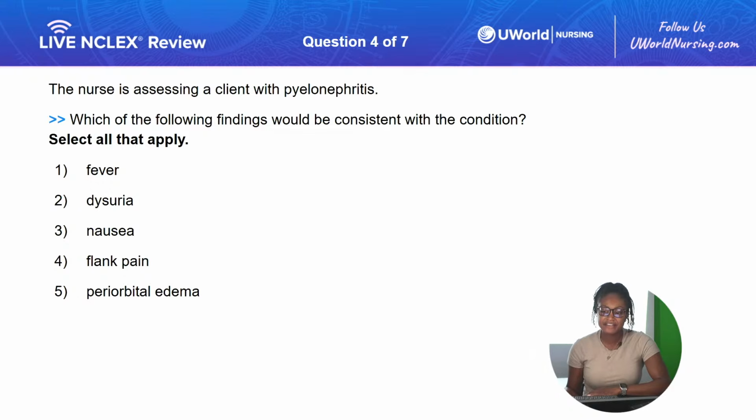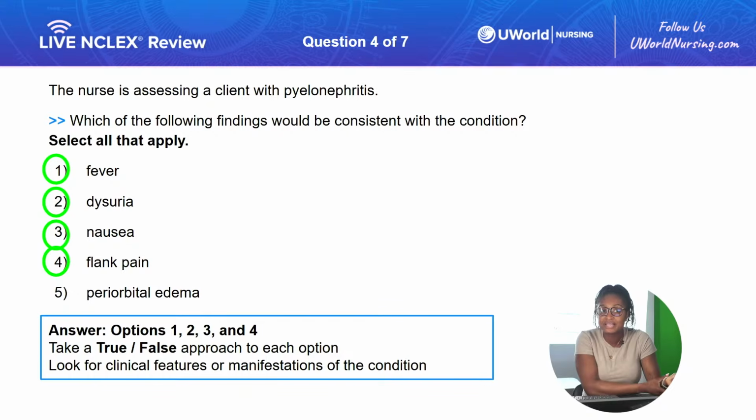I think the majority of everybody got it right or got a good variation of this select all that apply right, which is options 1, 2, 3, and 4. So again, this is a basic knowledge and understanding of what pyelonephritis is, which is a kidney infection, usually derived from a bladder infection that has gone up the urinary tract and into the kidneys.